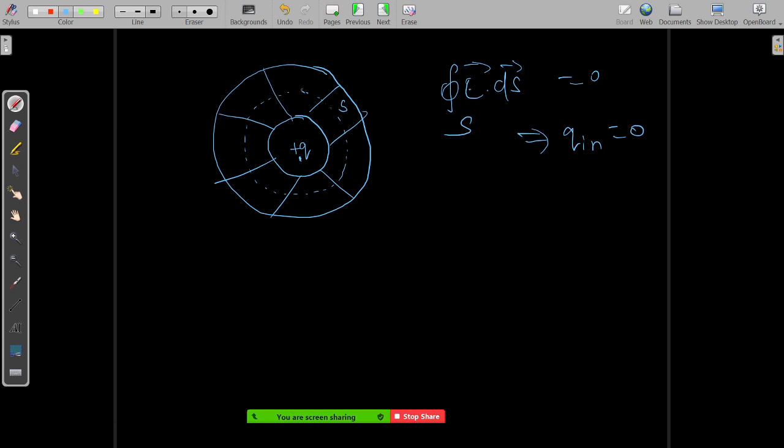Here, inside the surface, you have a positive charge plus Q. For this to cancel out, we need a minus Q charge on the inner surface. Then only the total internal charge will be equal to zero. Since this metal was neutral and no charge was given to this metal, the positive Q charge is going to come outside.